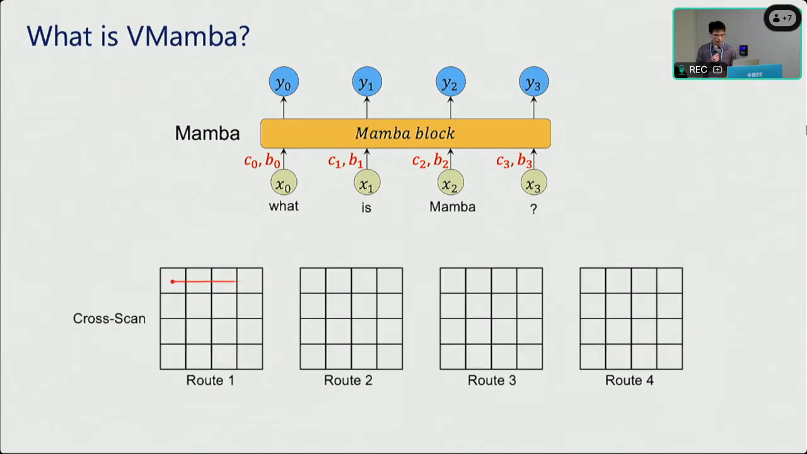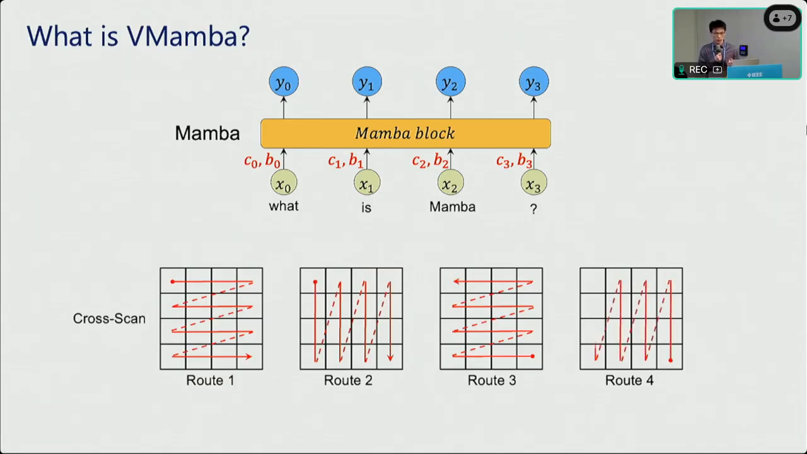So this animation will show you the four routes of those four scans. And at each patch, we just average the attention from the four directions, and then we get the attention.